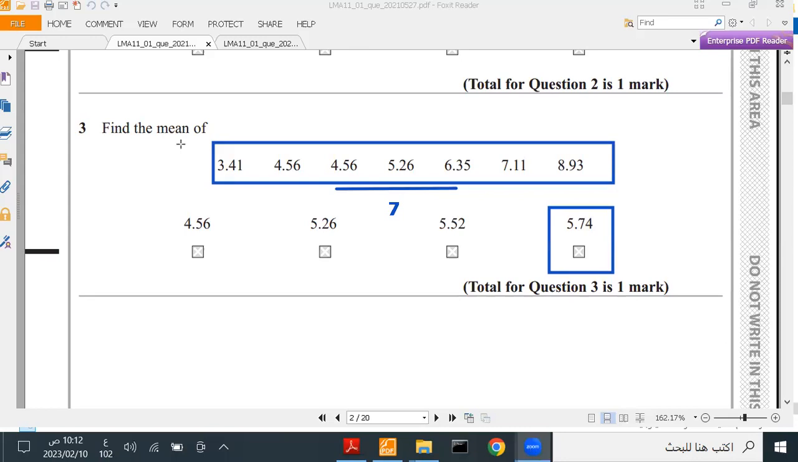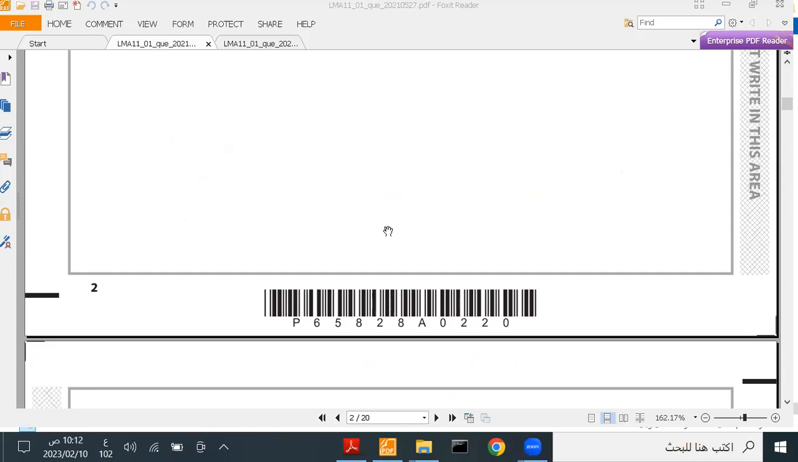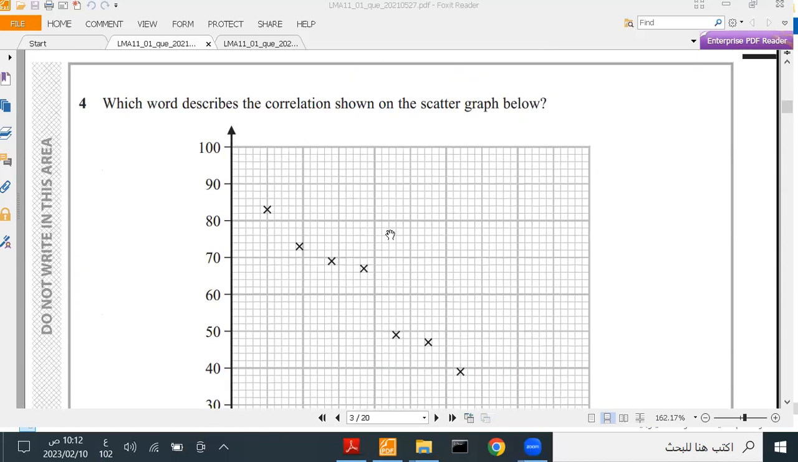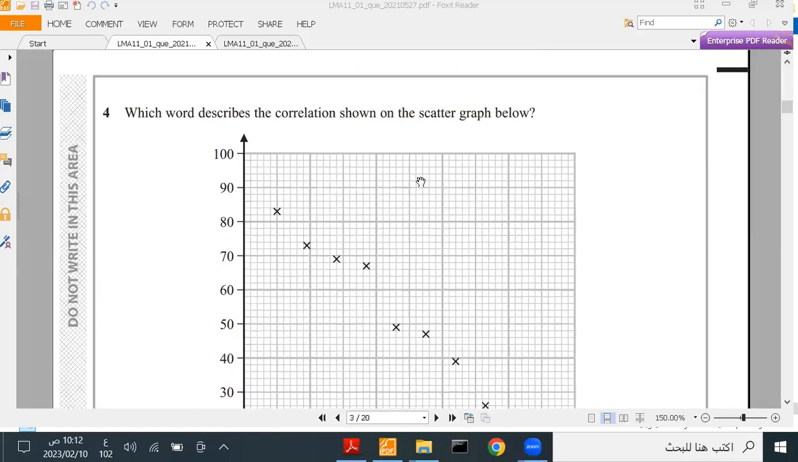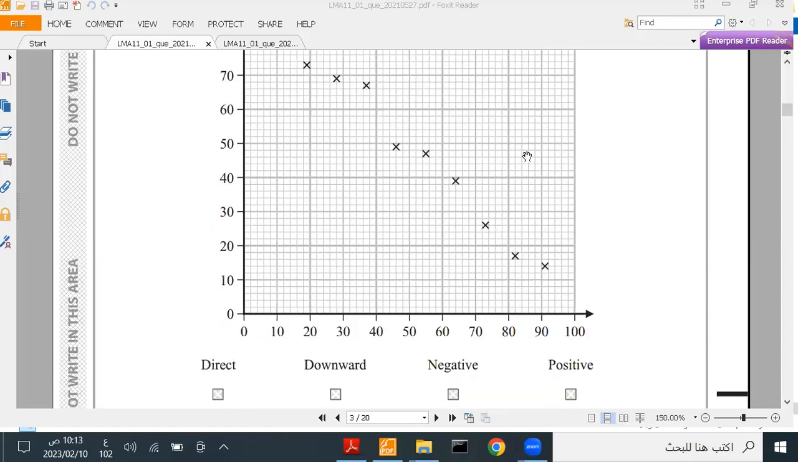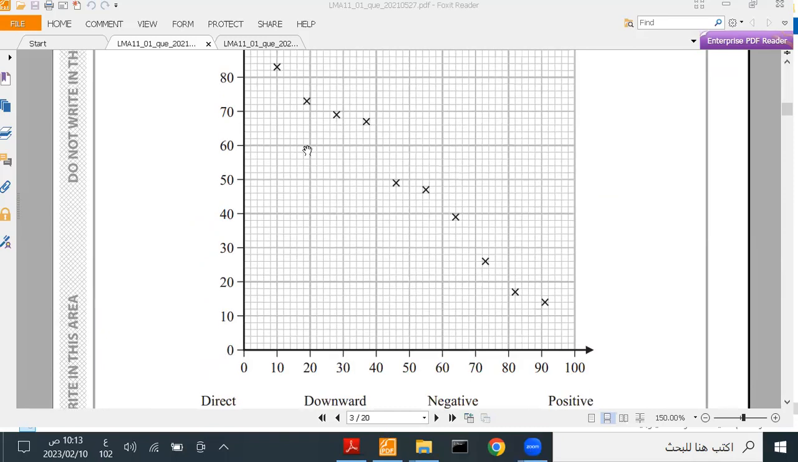Now let's move on to the next question. Make sure that you got all the numbers, okay, Maya? Now, question 4, which word describes the correlation shown on the scatter graph below? Which word do you think it describes it? Negative. So is it negative? Yes, negative. Good. It's negative because it's going down.